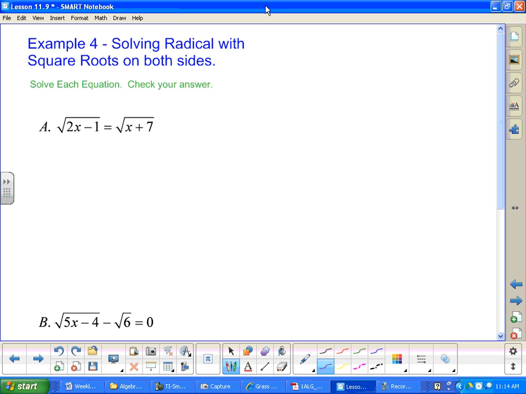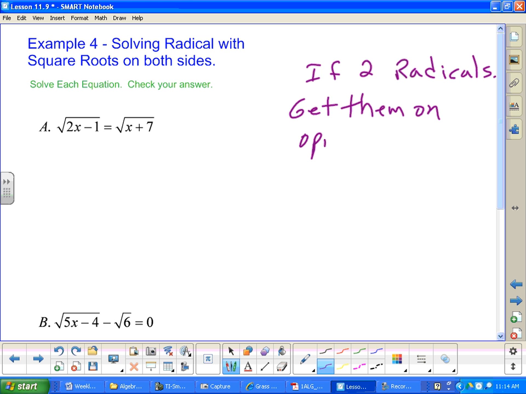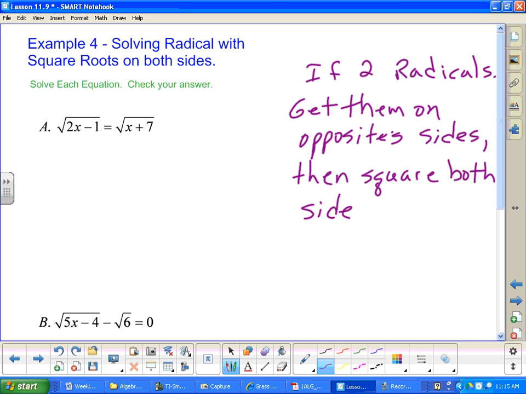Well, sometimes we end up with more than one radical. We might have 2 radicals we have to deal with. Okay? So, if we have 2 radicals, we want to get them on opposite sides and then square both sides. We want to get them on opposite sides of the equal sign, and then we want to square both sides of the equal sign. But we have to make sure they're on opposite sides first of all. Otherwise, you have a mess.